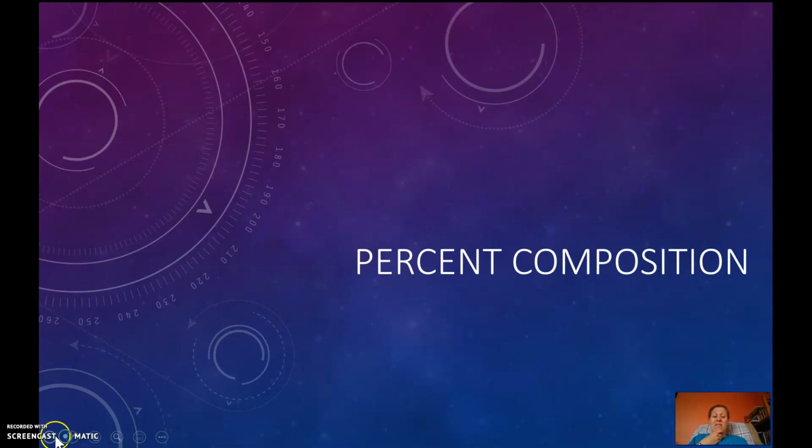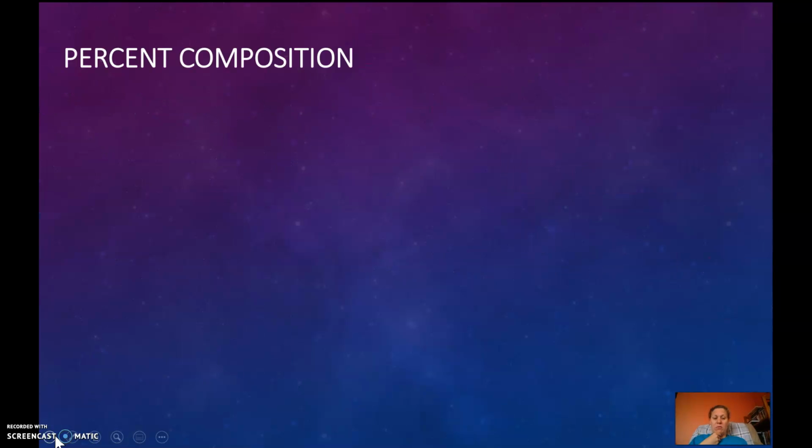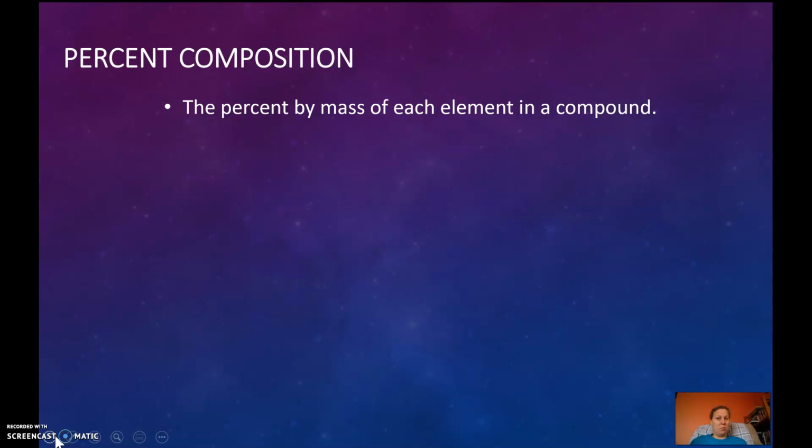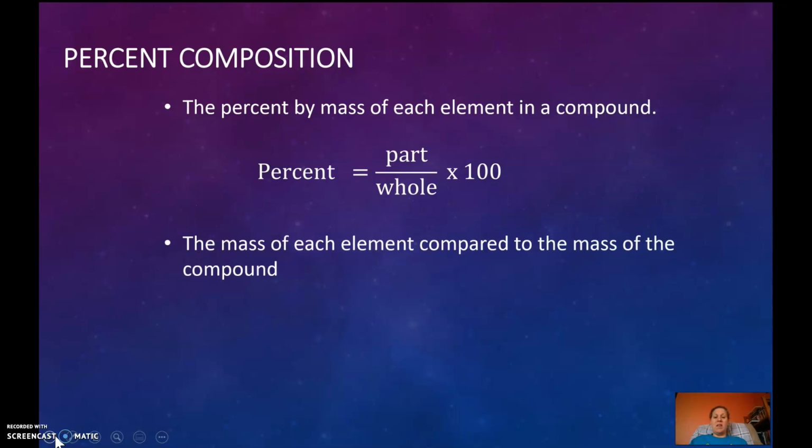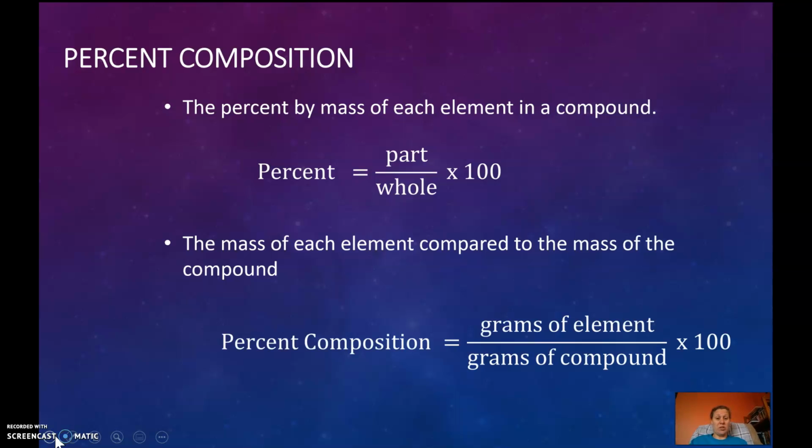So what we've done up till now, just a reminder: percent composition, the definition is the percent by mass of each element in a compound. That's what we're really going to do today. Or really it's part out of a whole. Again, that's what we did last time. The actual chemistry textbook definition is the mass of each element compared to the mass of a compound. The second one is what we do: the mass of each element divided by the mass of the compound. So really percent composition is the grams of the element divided by the grams of the compound, times 100, because that's what you do for percent.